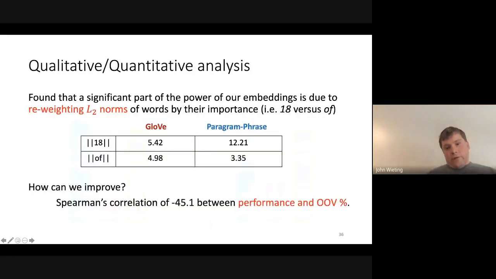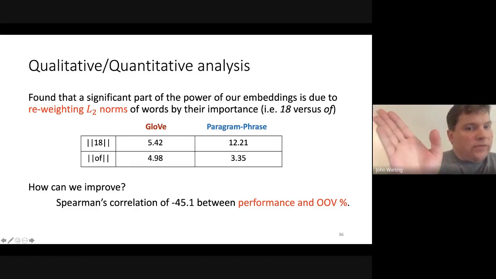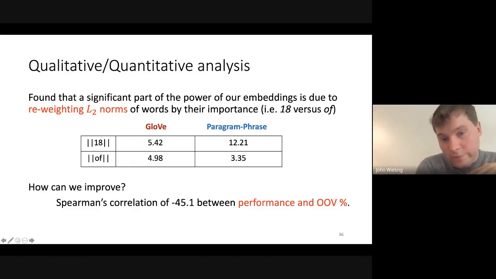And then the other question is, why do these work? Since you're just doing a simple averaging function, a lot of the power is in the norms of the vectors. Essentially it's recalibrating the norms to reflect the importance of the underlying token. Here, the number 18 is considered quite important by the model because it's very specific, and it's something you want to match pretty precisely. But since you're not factoring in word ordering, the word "of" has little semantic content. So if you compare from GloVe to Paragram phrase, the norm of 18 increases significantly, but the norm of "of" actually decreases.